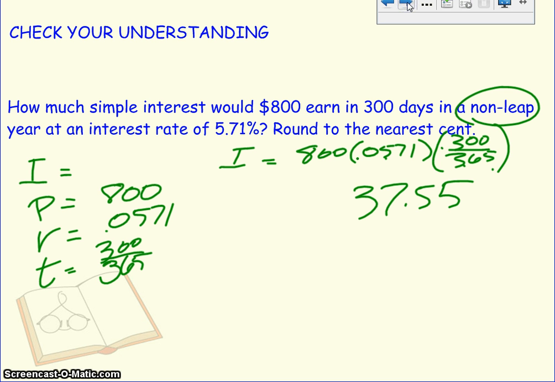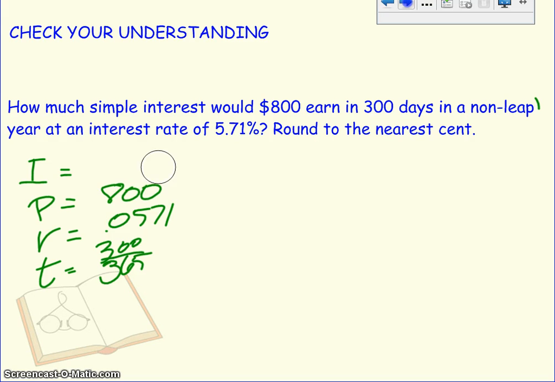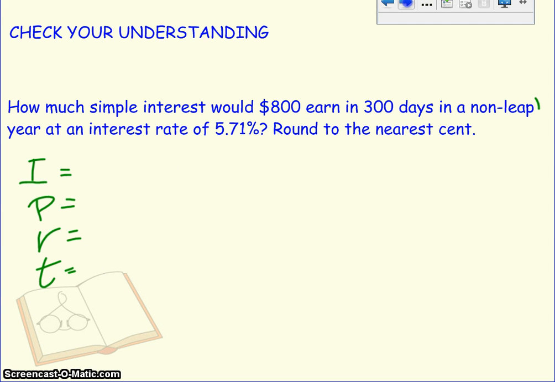All right, for this next one, we've got how much simple interest would $800 earn in 300 days on a non-leap year? So before I divided it by 12 because it was talking about months, now it's talking in terms of days. So it's 300 divided by, well, I know that there's 365 days in a non-leap year. It has an interest rate of 0.0571.